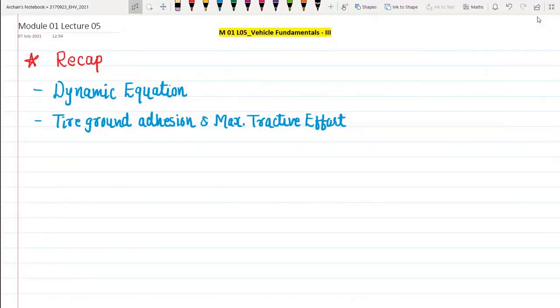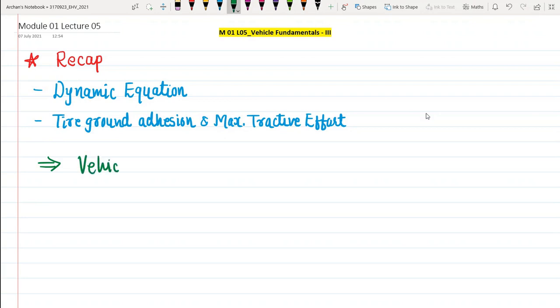So in the last lecture of electric and hybrid vehicles, we have seen some vehicle fundamentals. We started with the dynamic equations, and then we saw the tire ground adhesion and the maximum tractive effort of the vehicle, whether it is an electric vehicle or gasoline powered vehicle. Moving on with the fundamentals, today we need to see the vehicle power plant characteristics.